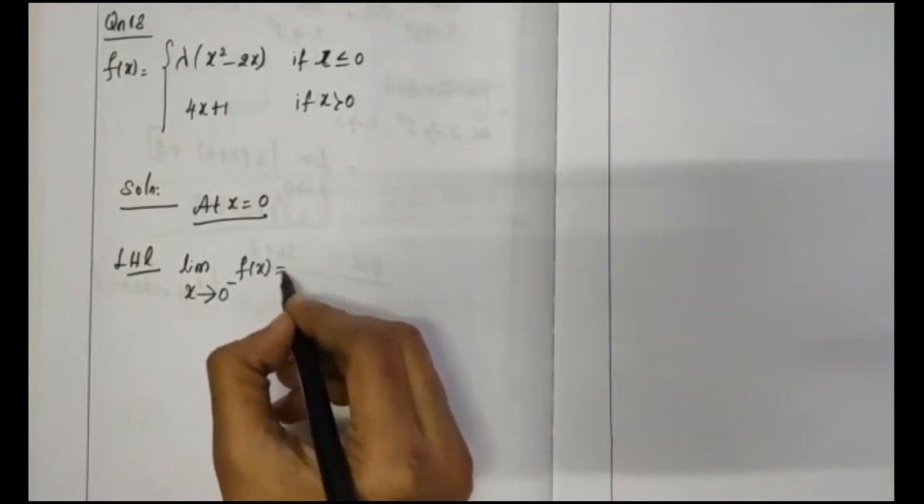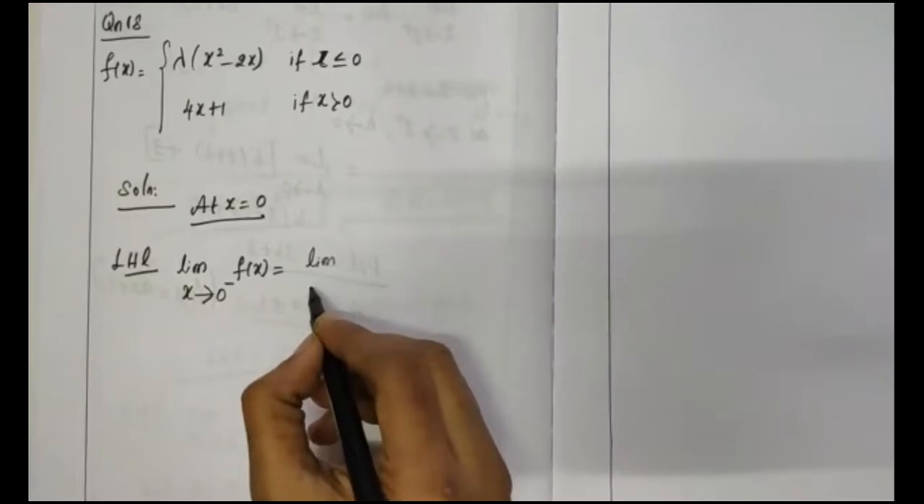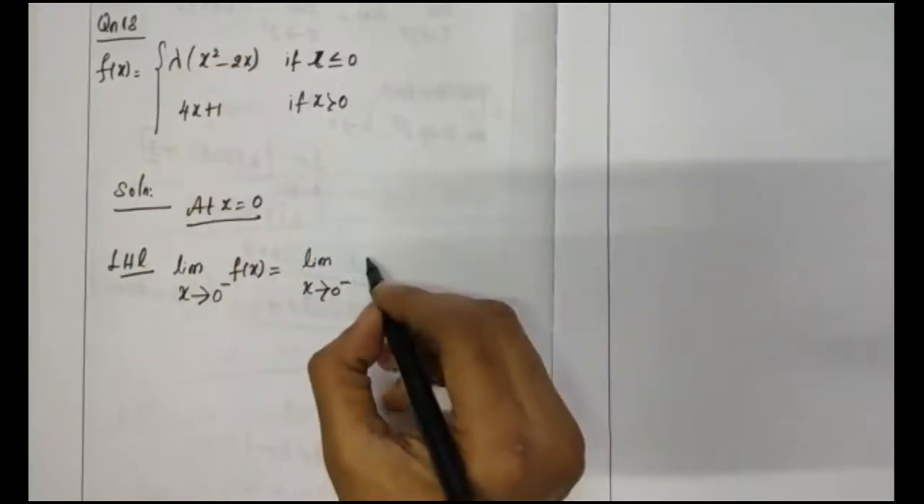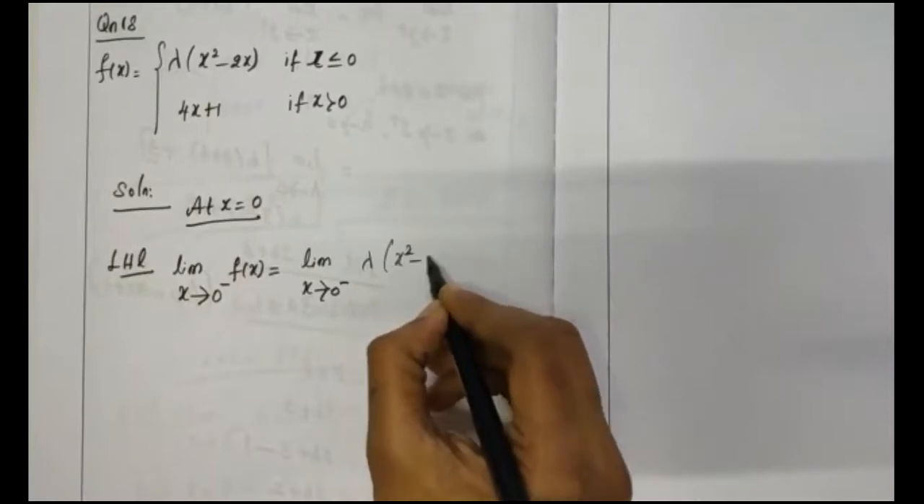Limit x tends to 0 minus f of x is equal to limit x tends to 0 minus, for leftward of 0 the function is lambda x square minus 2x.